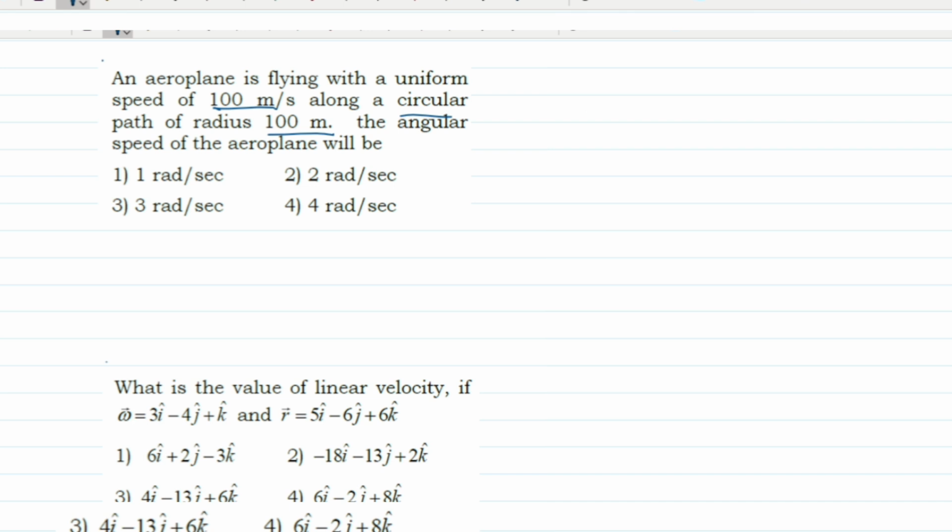So you know the relation between linear velocity and angular velocity is v equal to r omega. So omega you can take as v by r. The v value is given as 100 meter per second, and the radius is also given as 100 meter. You just cancel here, and the angular speed will be equal to 1 radian per second.